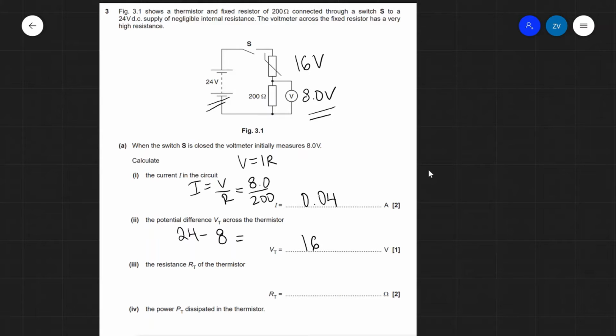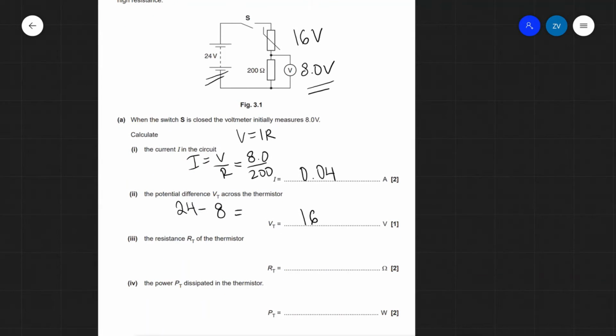To calculate the resistance of the thermistor, all we really need to do is once again use V is equal to IR. Rearranging that for R, we get that R is V over I, and the voltage across the thermistor is 16 volts. The current, because this is a series circuit, will be the same everywhere, so it's going to be 0.04 as we've calculated, and that leads us to a value for the resistance of 400 ohms.